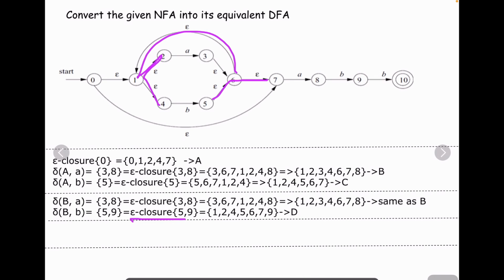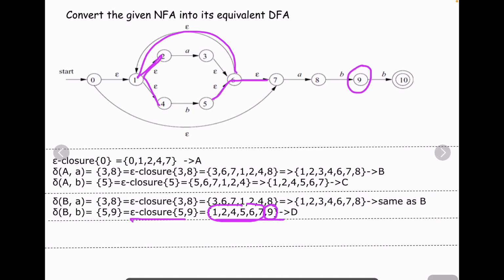It will not go to any of the states, only to itself. So that's the reason you have to rearrange them: 1, 2, 4, 5, 6, 7. This will be the epsilon closure of 5. Then 9 is included, since it does not go to any of the states, only to itself.